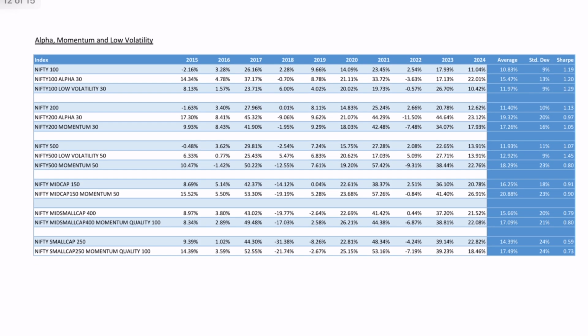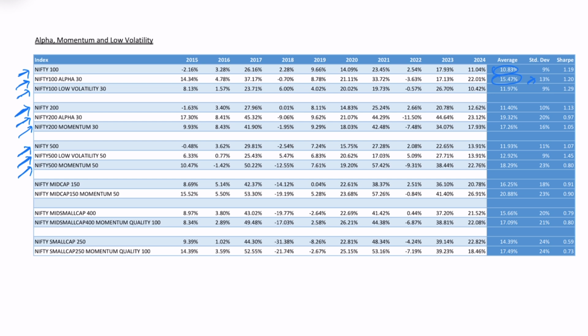Then we have some data for alpha, momentum and low volatility. These are the indexes and their base index, like Nifty 100, and then there are two indexes, Nifty 100 Alpha 30 and Nifty 100 Low Volatility 30. Same way for Nifty 200 with alpha and momentum, then 500. What we can see is Nifty 100 has an average return of 10.83%. But if we use alpha and select the 30 stocks, then the return would be 15.47% with a little bit higher standard deviation.